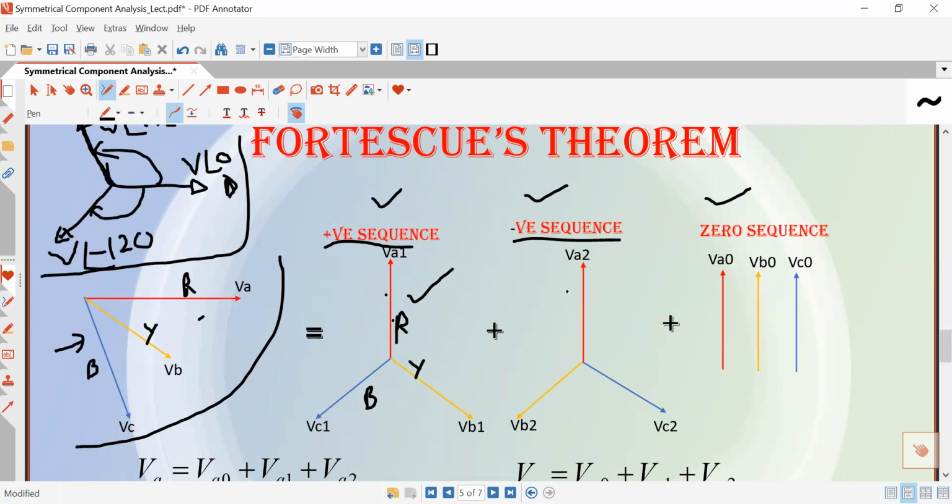Now you can see the second balanced phasor. Here the phase sequence is R, B, Y.